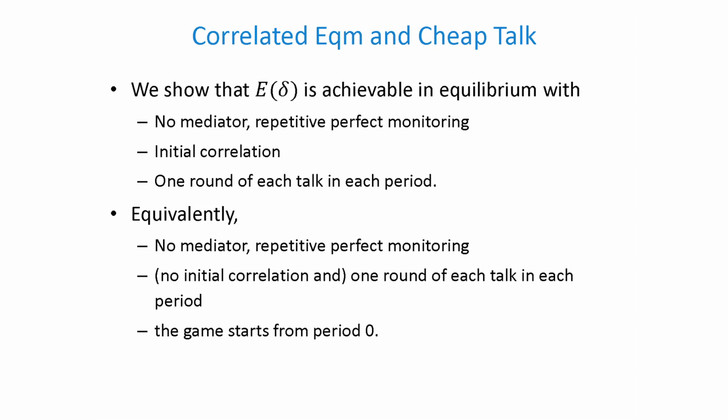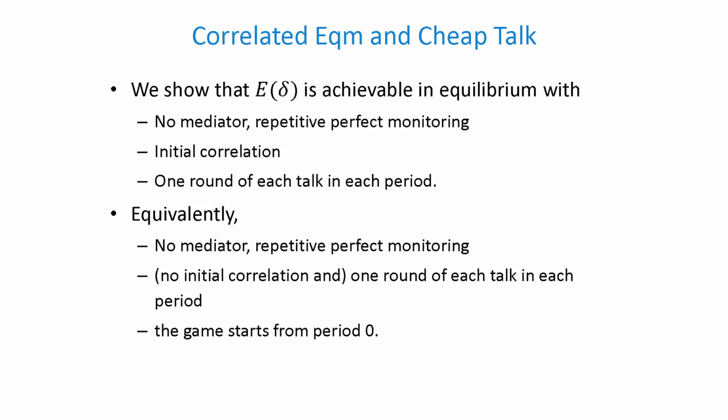Or equivalently, no mediator, repetitive perfect monitoring, no initial correlation, and one round of cheap talk in each period, but we need to assume that the game starts from period 0, and we characterize the equilibrium payoff from period 1. Then basically, this initial correlation can be done by the private signal that you can observe from the result of the period 0 game. Then these two are basically equivalent.